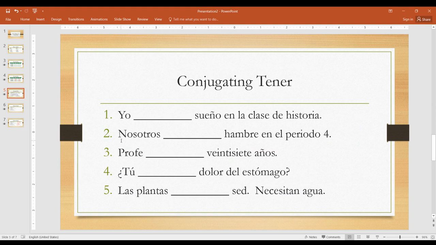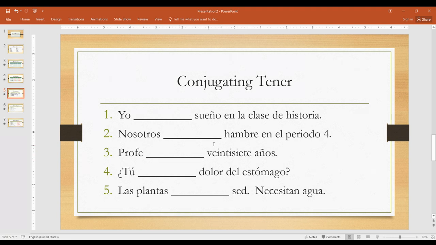Go ahead and pause the video right here and see if you can fill in the blanks on this activity. First one, I want to say I am sleepy in history class. What we want to say is I have sleepiness. Yo tengo sueño. Number 2, we are hungry in period 4, in fourth period. Nosotros tenemos hambre. We have hunger. Tenemos hambre. Number 3, profe is 27 years old. I want profe has 27 years.